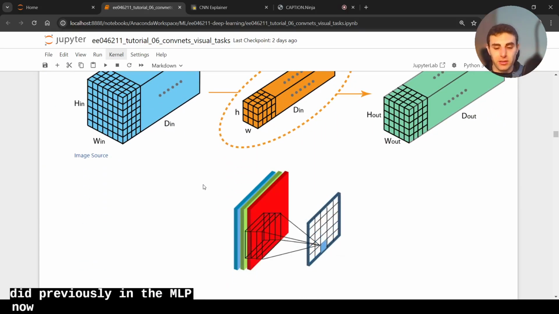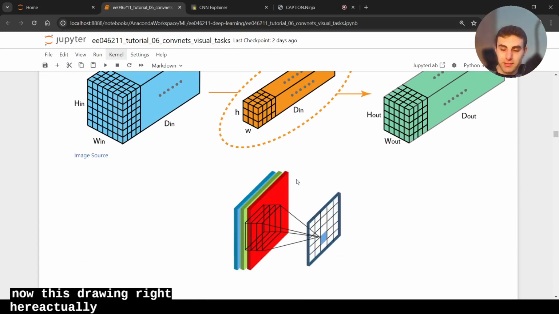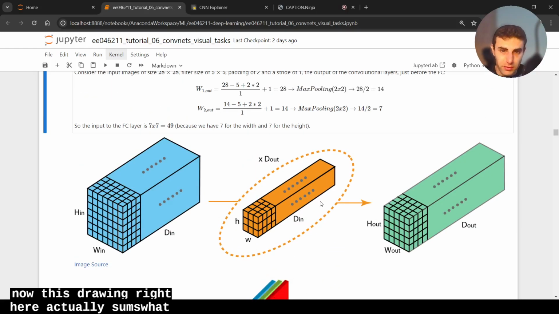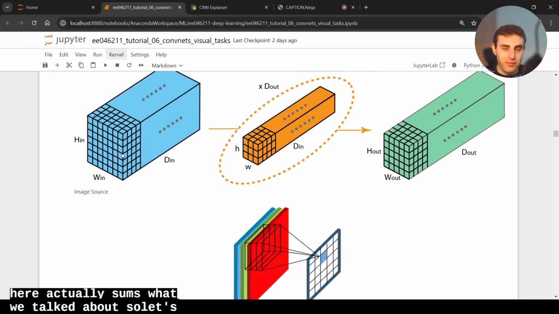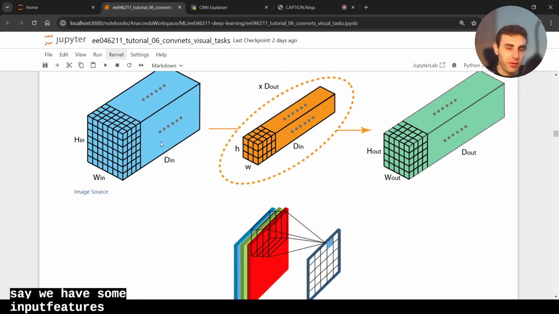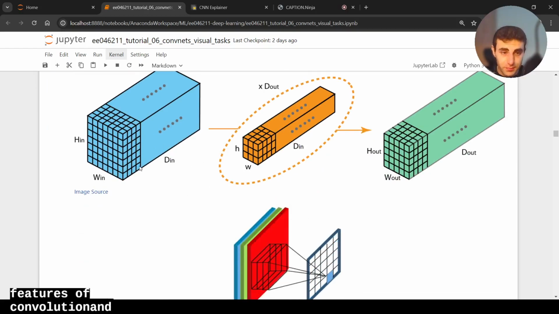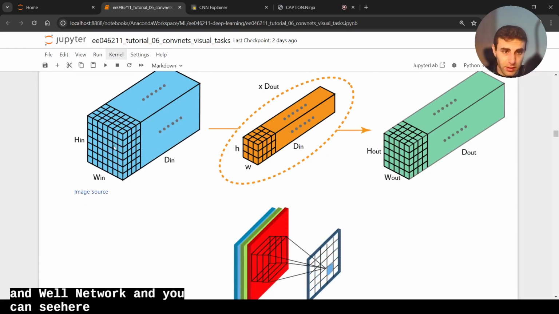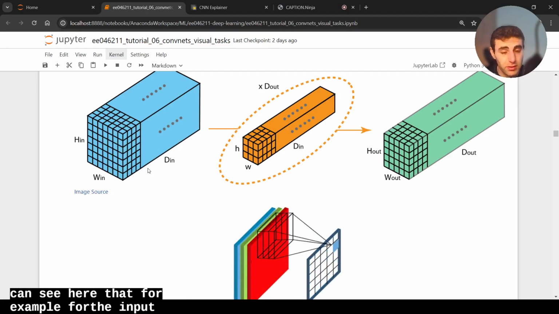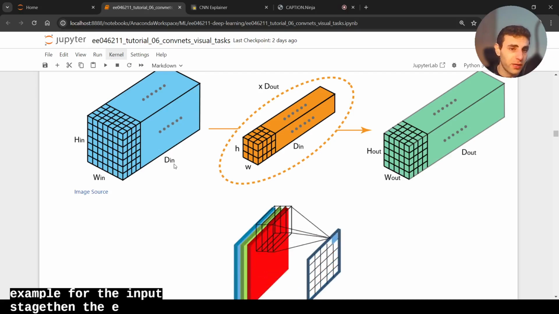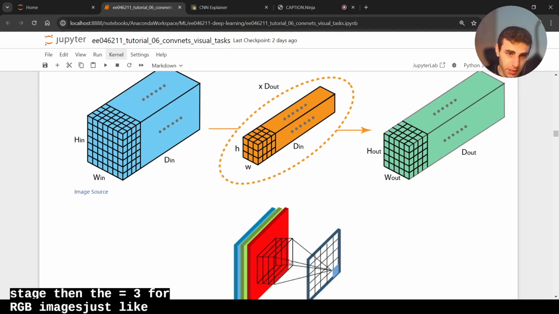Now this drawing right here actually sums up what we talked about. So let's say we have some input features of a convolutional neural network, and you can see here that for example, for the input stage, then D equals 3 for RGB images, just like in this animation right below.